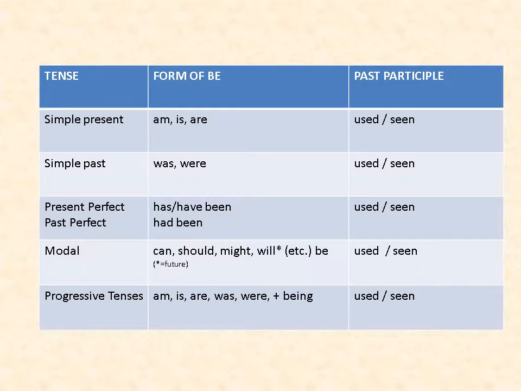It has a form of be, so that second column, am, is, are, was, were, has, have, had, been, all of those are forms of the verb be. And then we use some kind of past participle. That's the third column, used and seen. Used, of course, is an example of a regular verb, and seen is an example of an irregular verb.